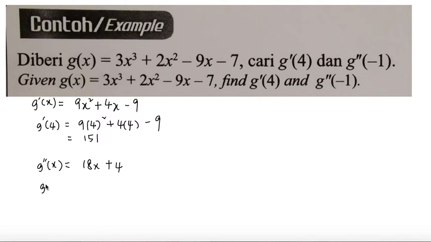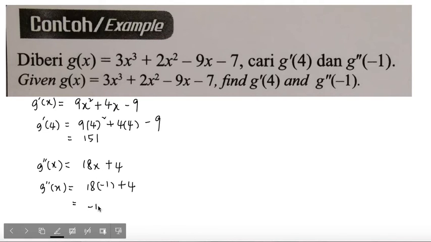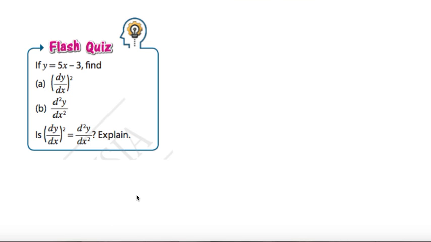Same for this double prime, 18x plus 4, then double prime now negative 1, substitute the value inside, and then you take the calculator, you get the answer, negative 14. Done.